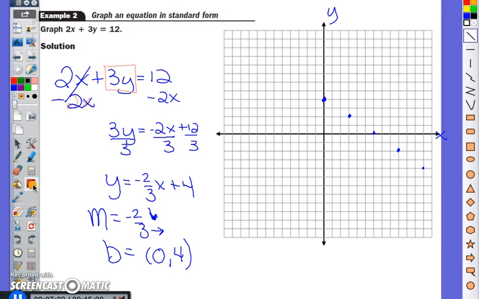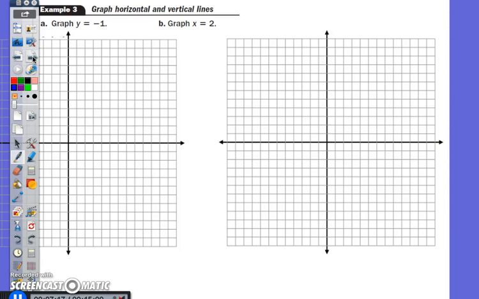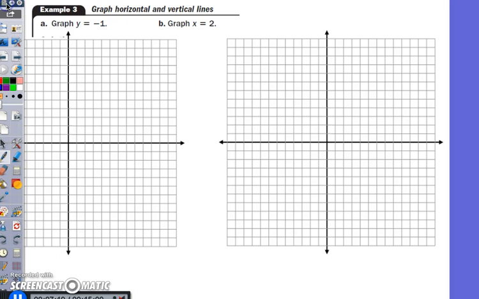Take my line tool. Draw my line. Bring my pen back. Put arrows on it. And we are done. All right, next problem. So I'm going to have to maneuver my board here. Give me a second.